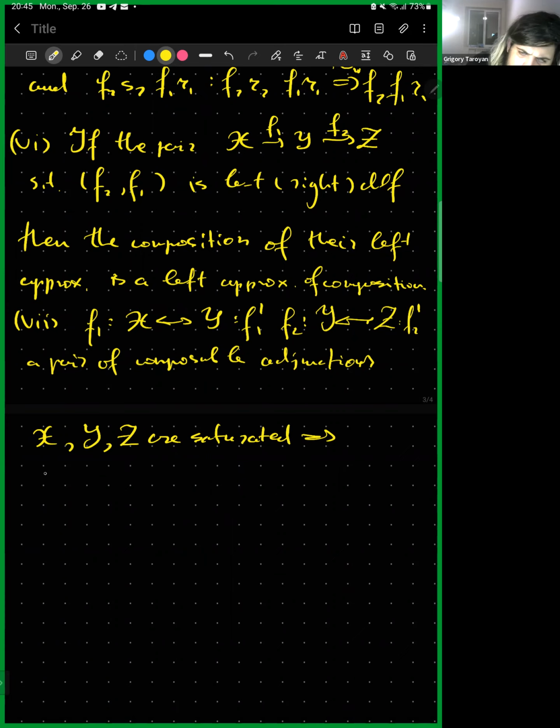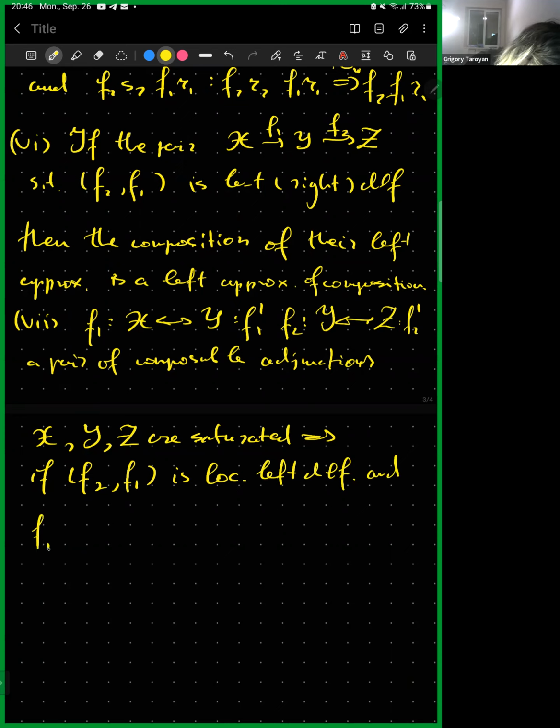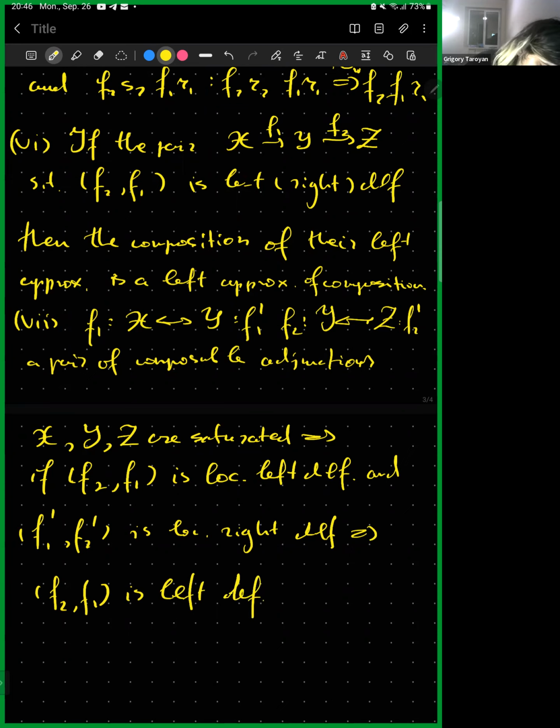Then, if the pair F2, F1 is locally left deformable and F1 prime, F2 prime is locally right deformable, then the pair F2, F1 is left deformable if and only if F1 prime, F2 prime is right deformable.